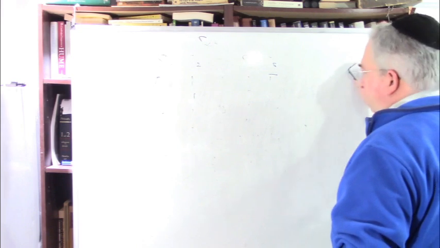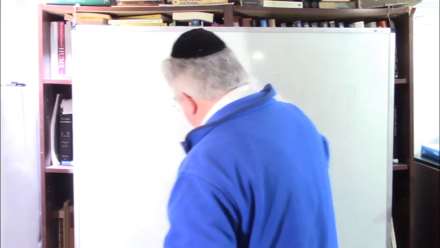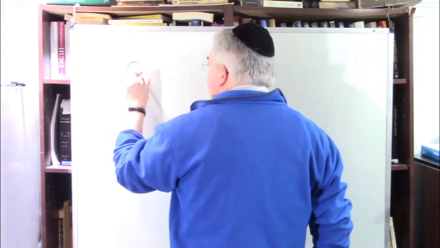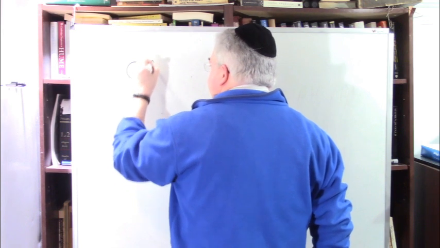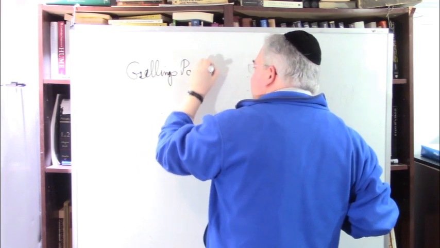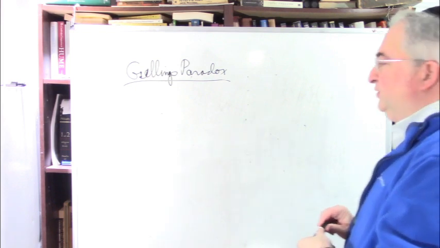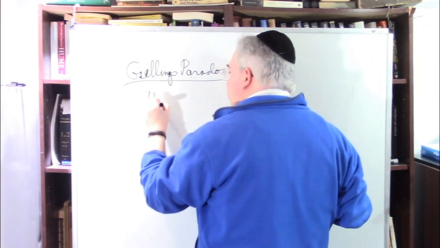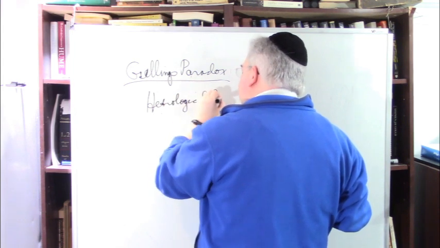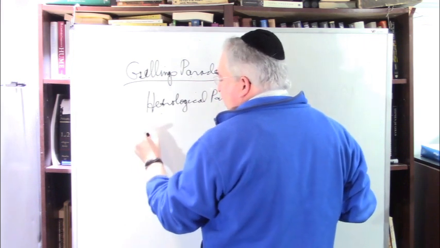Okay, so we did the barber paradox. We did Russell's paradox. Now I want to do a third one, and this is called Grelling's paradox, named after Mr. Grelling, I assume, or Mrs. Grelling. It's also called the heterological paradox. Let me tell you what it's about. It's about adjectives.